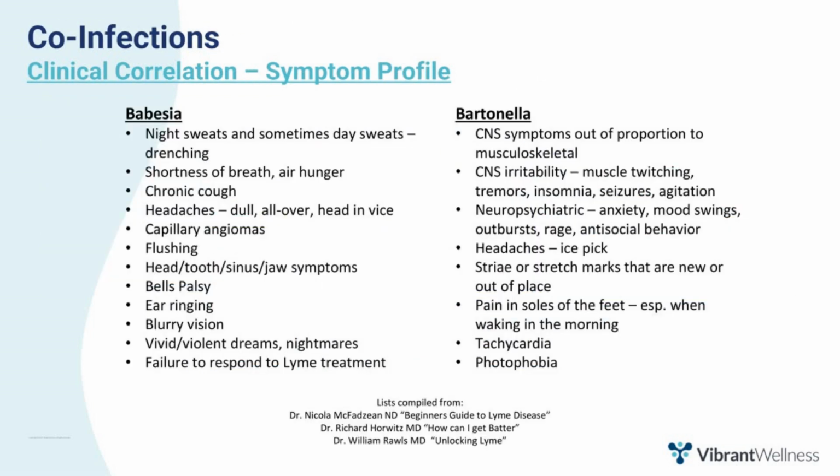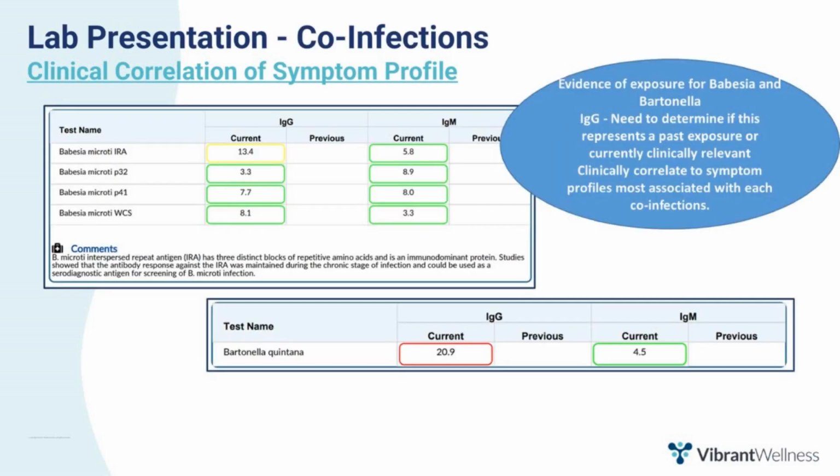So here's a list of clinical correlation symptom profiles for Babesia and Bartonella. This is compiled from these 3 books down here, Dr. Nicola McFadzean, Dr. Horowitz, and Dr. Rawls. You can find various of these lists. What I have done is just really mushed them together because sometimes it's better to have a whole list of them.